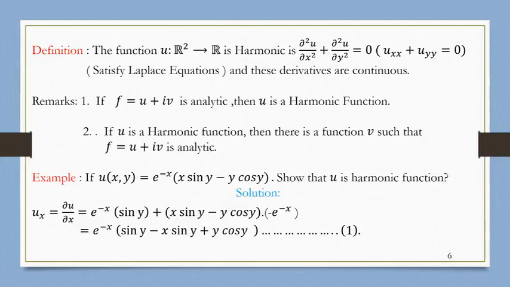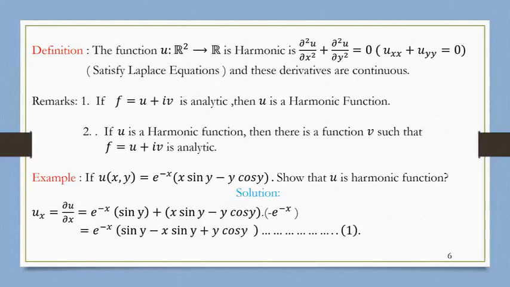So the derivative of x sine y is equal to sine y with respect to x, plus we have here minus y cosine y, which is a constant function, so this term's derivative is equal to 0, plus the second term, x sine y minus y cosine y, multiplied by the first derivative, e to the minus x. So the derivative of e to the minus x is equal to minus e to the minus x. After that, simplify this formula to get this result: e to the minus x sine y minus x sine y plus y cosine y. So this equation is equal to the first equation.